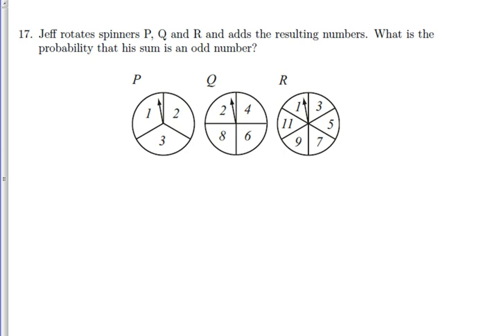If you look at this, each of these regions are going to have a probability of 1/3. Each of these are going to have a probability of 1/4. And each of these regions are going to have a probability of 1/6 because that's how many numbers are in each of those.